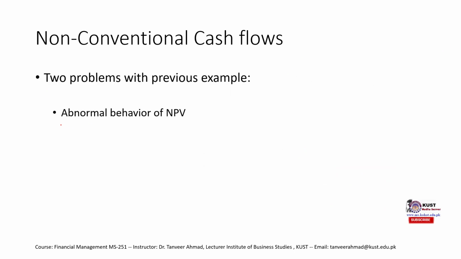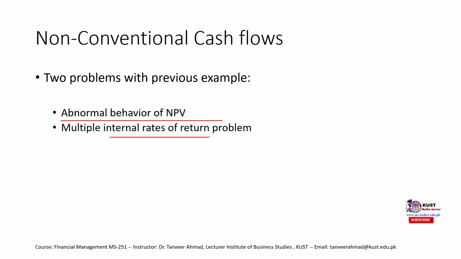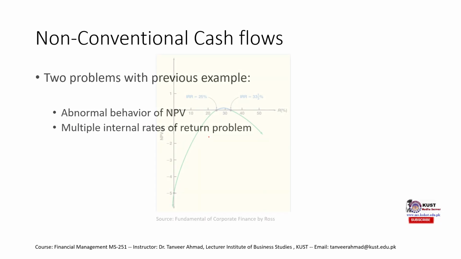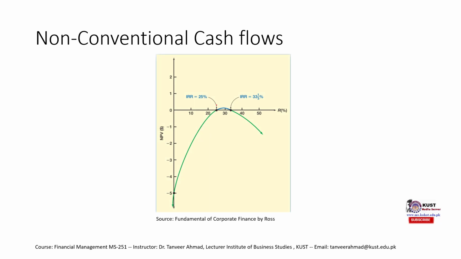First problem is the abnormal behavior of NPV. It first turns out to be positive, then it turns to be negative. And then there are multiple internal rate of return problems. And this is how it looks like. We have two IRRs.